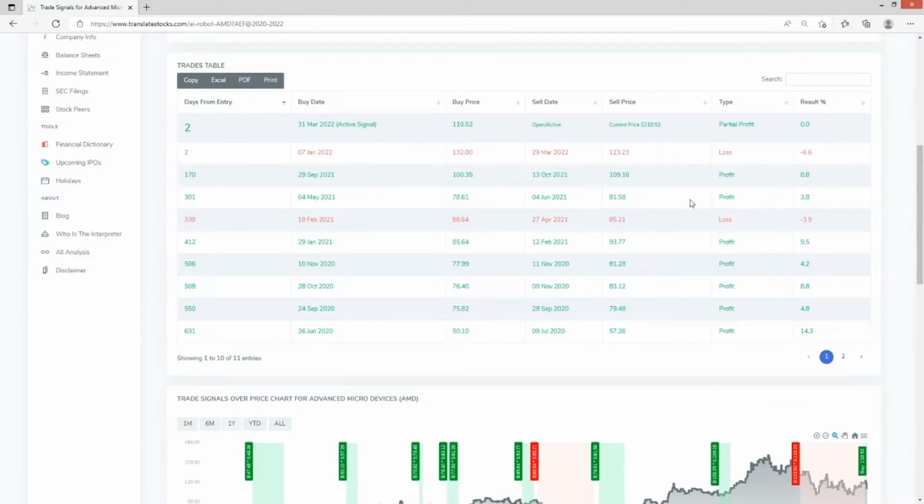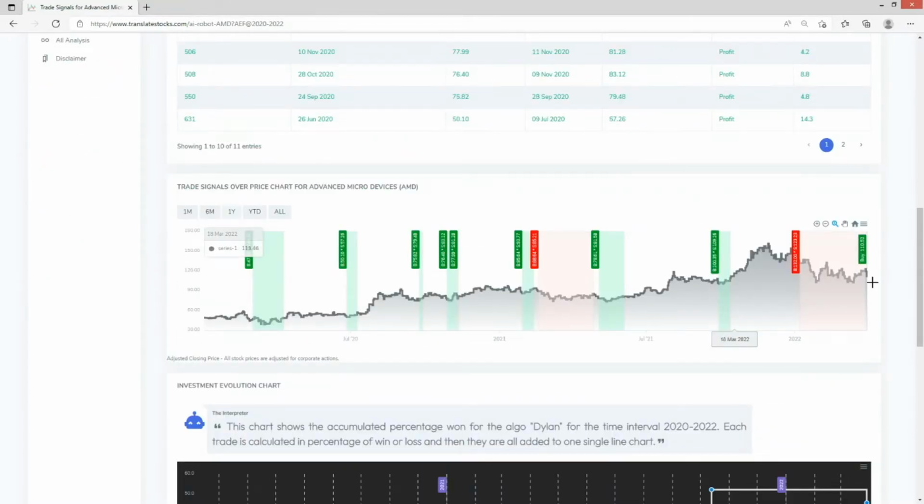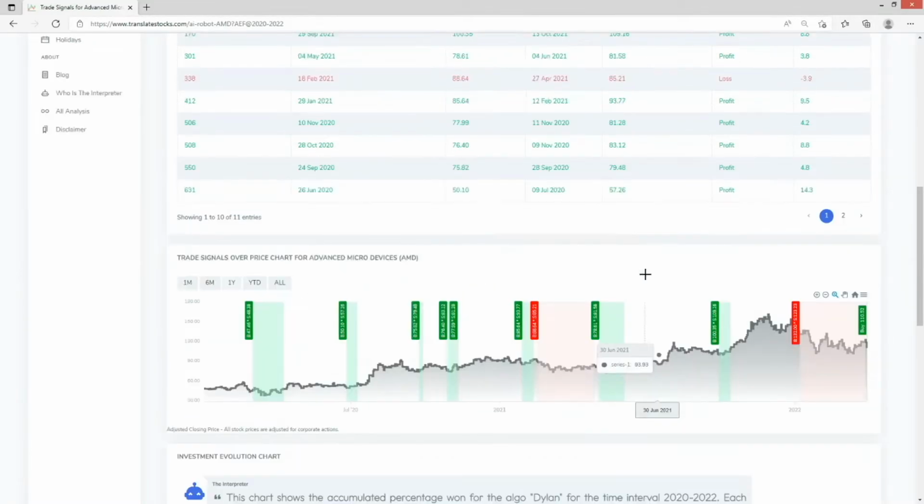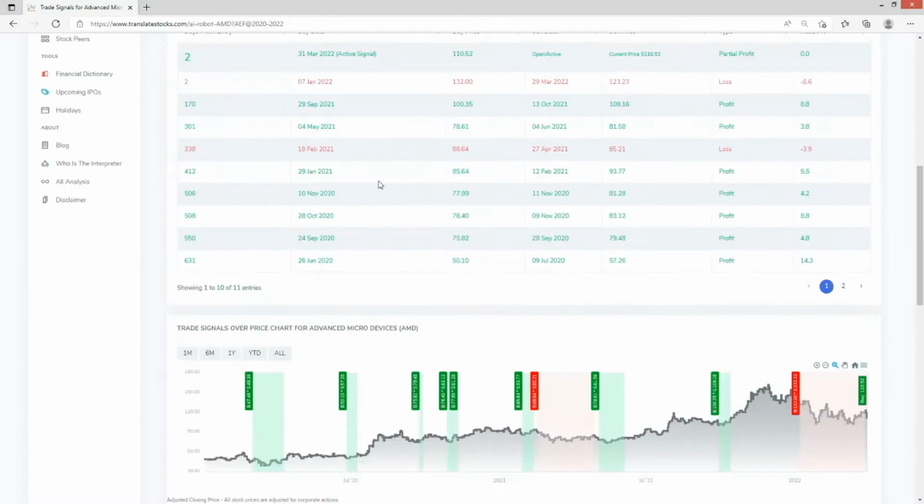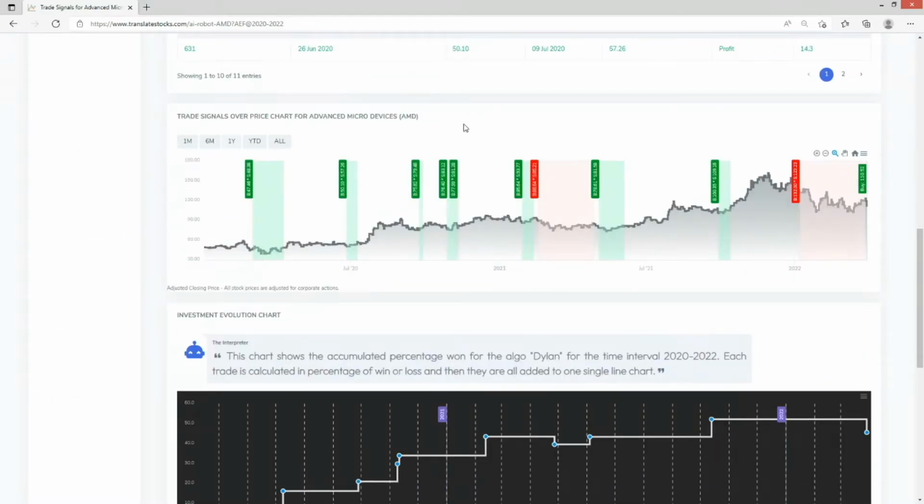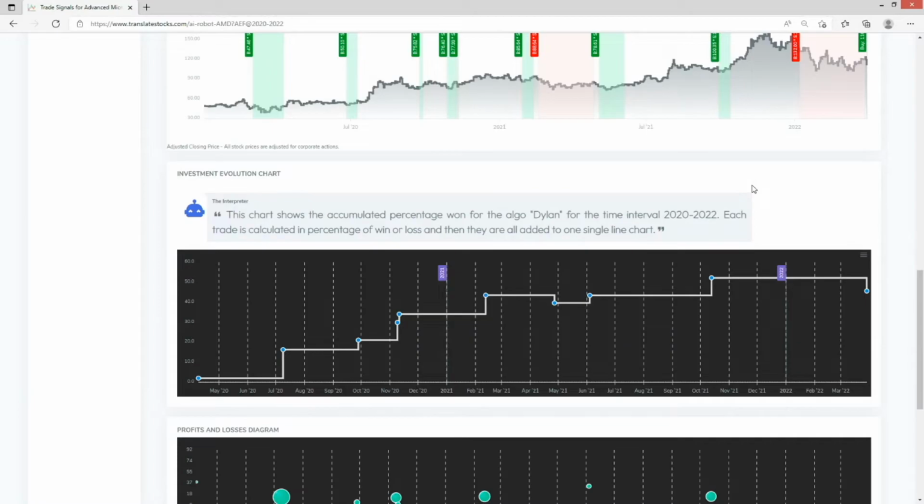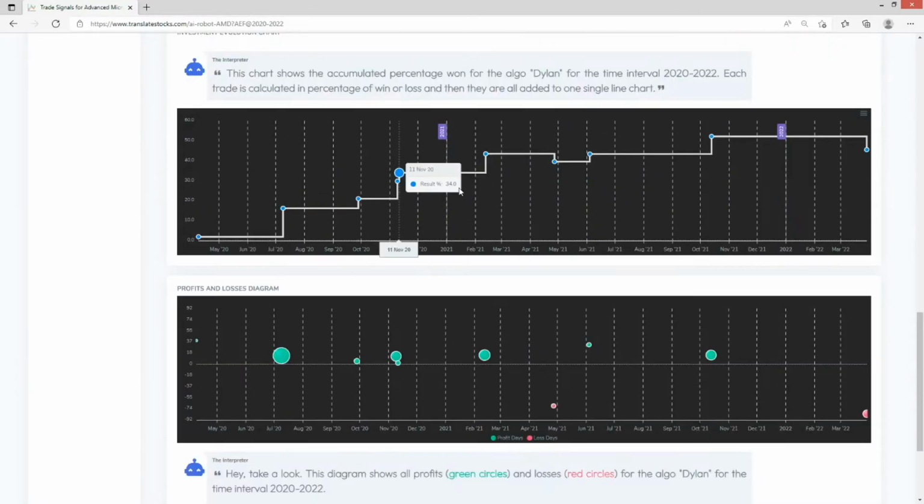All trades are marked here on this chart. In this case, between Dylan and AMD, we had only 2 trades that were losses. All of the others were profitable. And the accumulated result between 2020 and 2022 was a 45% gain from these trades. And underneath are the trades over the price chart. We see the accumulated evolution chart, and the last trade is still active.